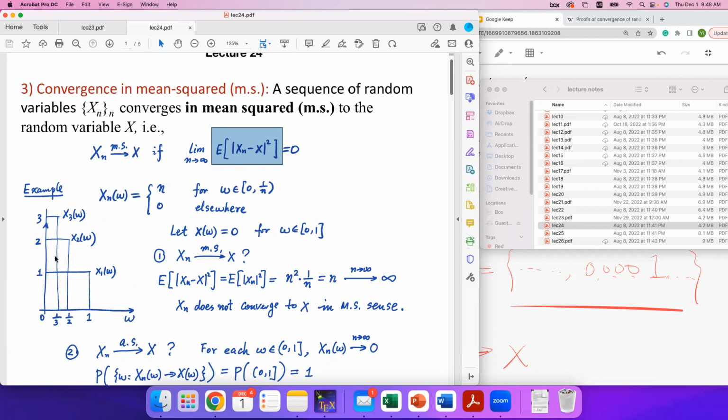And here's an example. Xn(omega), this random variable, is defined as the following function. Between 0 and 1/n, it takes value n, otherwise it takes value 0. So X1(omega): the support set is between 0 and 1, and the realization is 1. X2(omega): the support set shrinks to 0 and 1/2, but the realization increases to 2. X3(omega) is between 0 and 1/3, and the realization is 3. Okay, so this is the behavior.